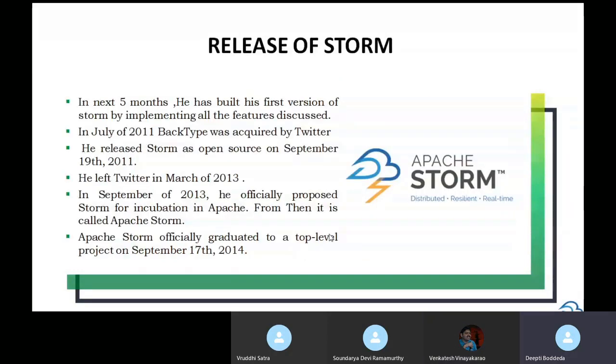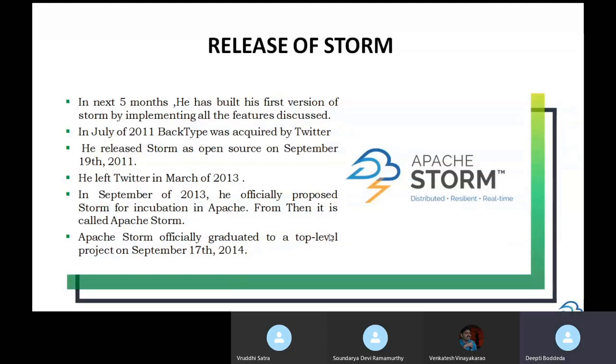This is a summary of features of Storm that we discussed, and keeping in mind all these features, he has built in the next 5 months his first version of Storm, and in July of 2011, Backtype was acquired by Twitter, and then he released Storm as open source on September 19, 2011.